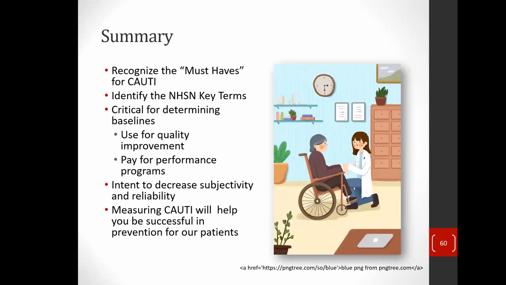We have to identify those key terms. It's really critical that we use surveillance definitions, because these are our baselines for quality improvement, and for some of you, pay for performance programs. It really decreases the subjectivity and makes it much more reliable that you know what's going on. And measuring your CAUTI rates will help you be successful and prevent them. If you don't measure them, you won't know what you have.